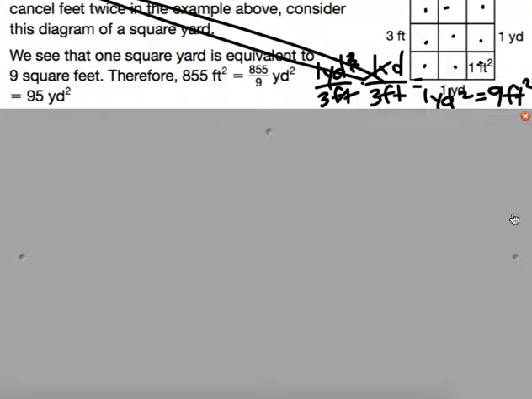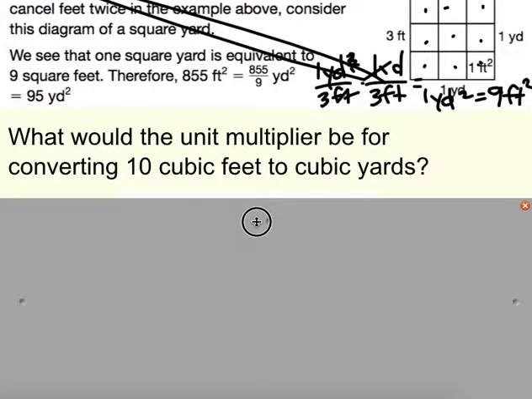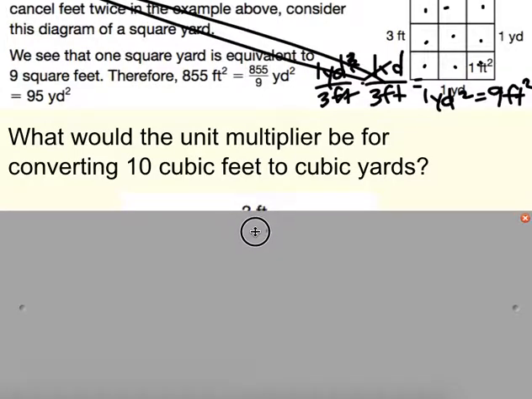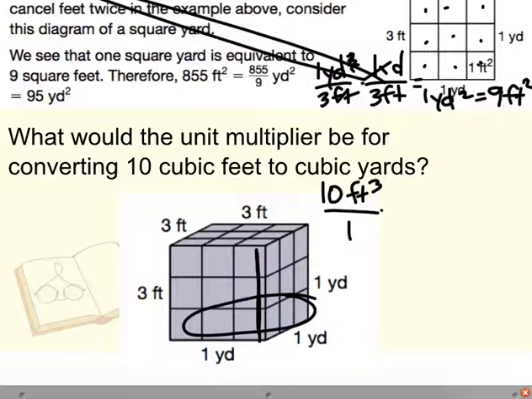Okay, let's try this one on the bottom of this page. What would the unit multiplier be for converting 10 cubic feet to cubic yards? So now, instead of 2 dimensions, we're thinking in 3 dimensions. And we need to take this 10 cubic feet and use unit multipliers to convert it. One way to think about this is if I have a 1 yard by 1 yard by 1 yard cube, how many feet cubed could I fit in? Well, we know that from 2 dimensions on the bottom here, I have 9. And then I have 3 high. So I actually have 27. 1 yard cubed is the same as 27 feet cubed.